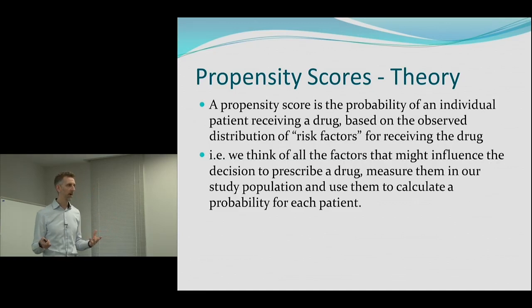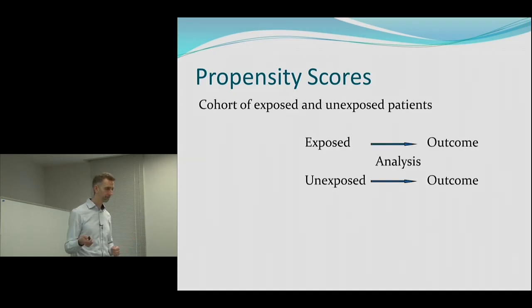Well, we start by thinking about what are the factors that might influence the decision to prescribe a drug for a patient. And we use that to calculate a probability for each person. Now, ultimately, the research question that we will be interested in is going to be something to do with an exposure. Let's say it's a statin, because in the example it is, and the unexposed people are going to be people not taking a statin. And ultimately, we may be interested in some outcome after taking a statin. So that's what we're really, really interested in.